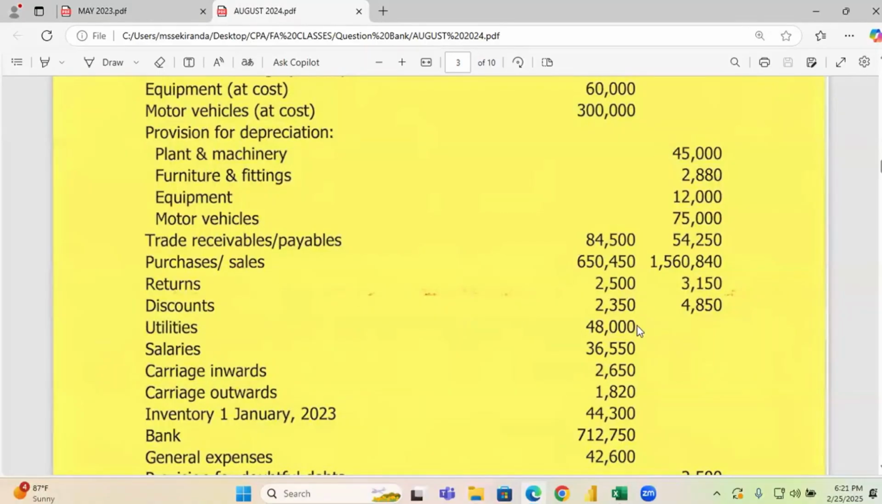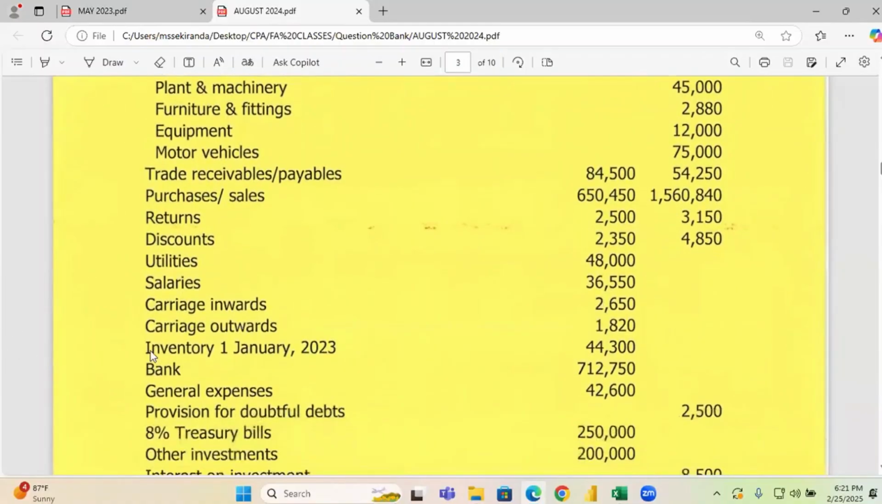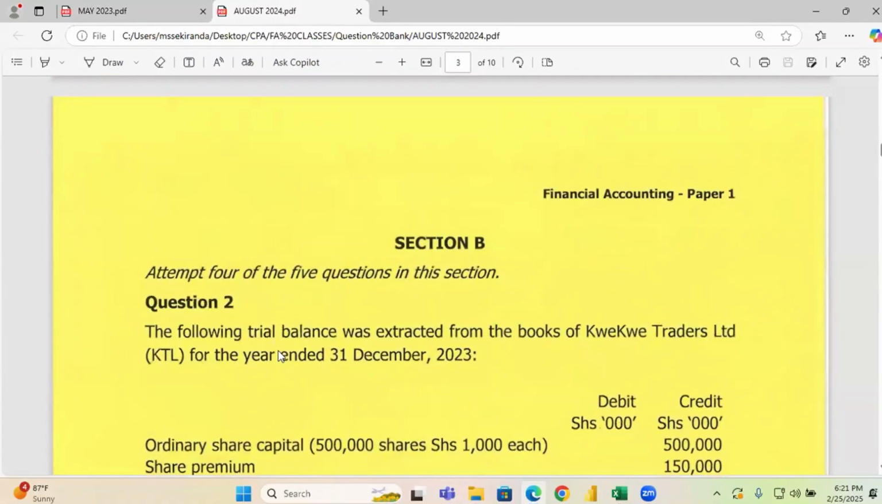Discounts, one is a debit, the other is a credit. What does 2,350 stand for? Which discount is that? Received or allowed? It is discount allowed. Discount allowed because it is a debit. We say discount allowed is an expense, okay? So it is a debit, and the other 4,850 is discount received because it is an income. All incomes are credit. Okay, we have utilities, salaries, carriage inwards, carriage outwards, inventory as at 1st January 2023.